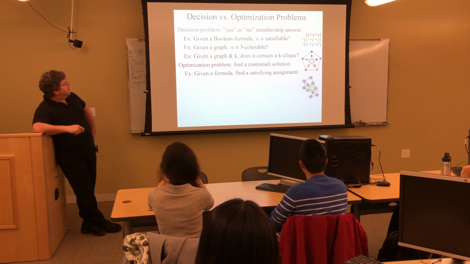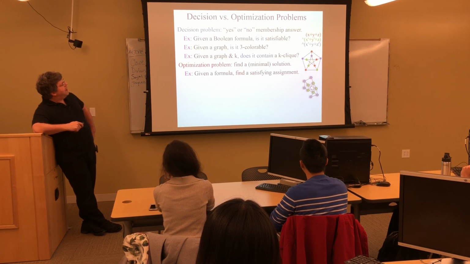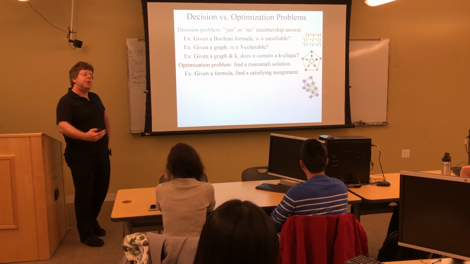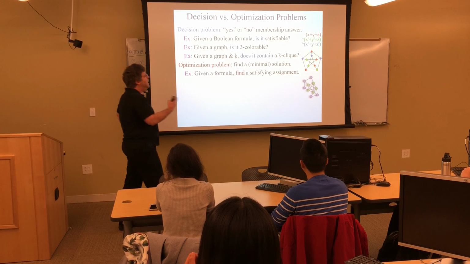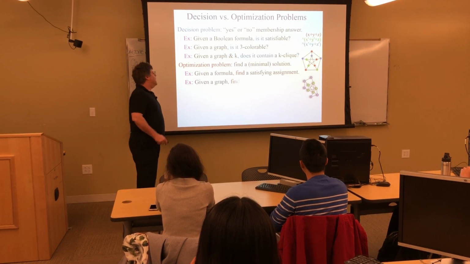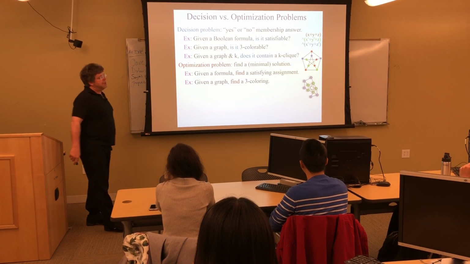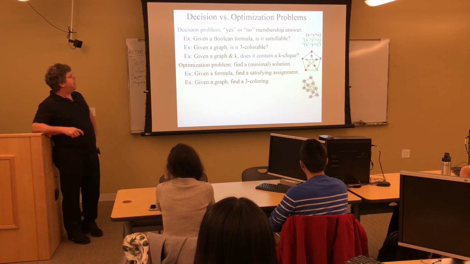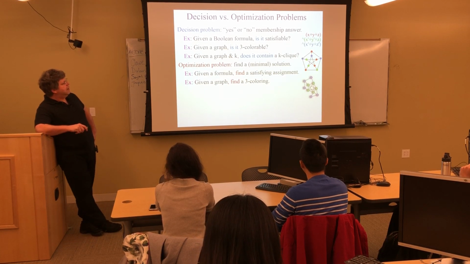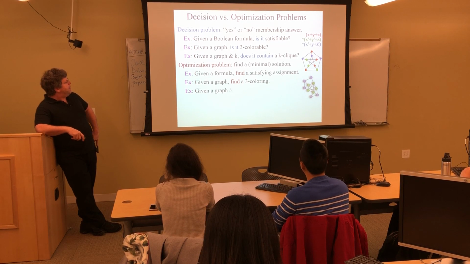Now here are the optimization versions of the same problem. So I give you a formula, and I don't want you to just say yes or no, is it satisfiable or not. I want you to actually give me a satisfying assignment if there is one. Given a graph for 3 colorability, I say, here's a graph, give me a 3 coloring, like give me the actual assignments of the colors here that satisfies the constraint that no 2 adjacent nodes share a color.